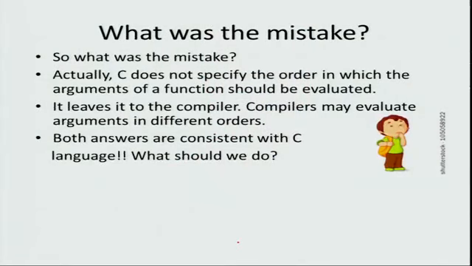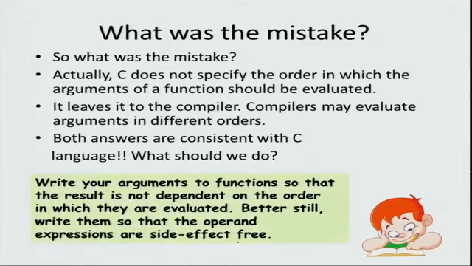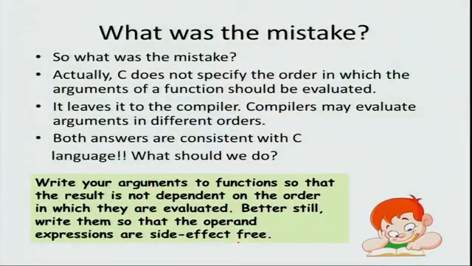Now, compilers may evaluate arguments in different orders. For example, a very common order is right to left. Okay. So, both answers like 1 and 3 and -1 and 3 are both consistent with the C specification. Now, this is a very troubling scenario. What should we do? Right. So, we should write these functions in such a way that they do not depend on whether the arguments are evaluated left to right or whether they are evaluated right to left. Okay. So, write expressions in such a way that they are free of side effects when you pass them to functions.